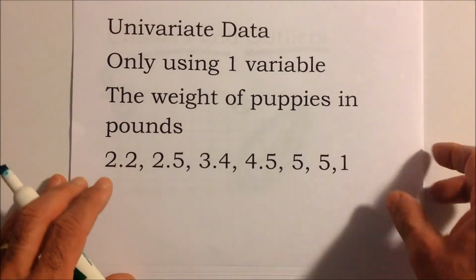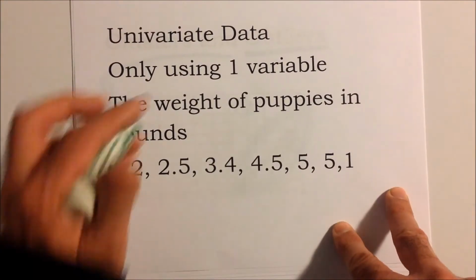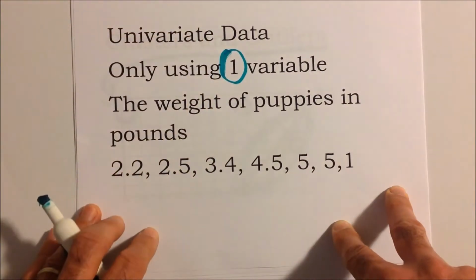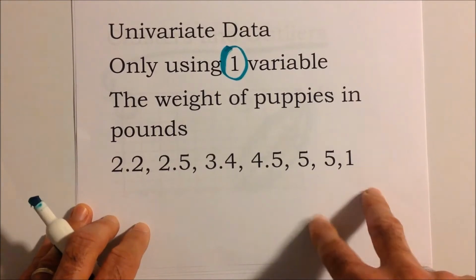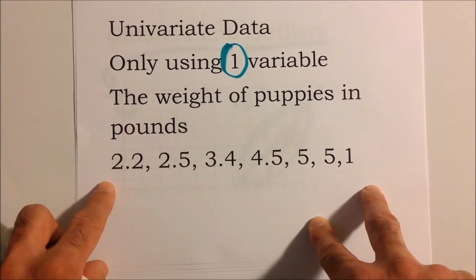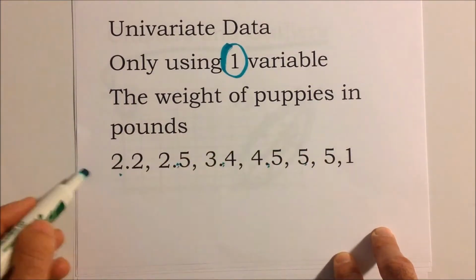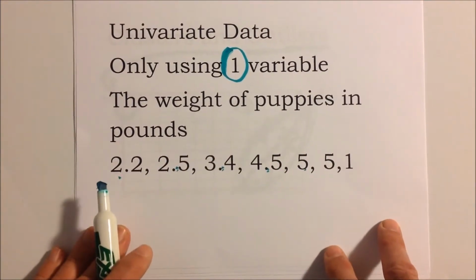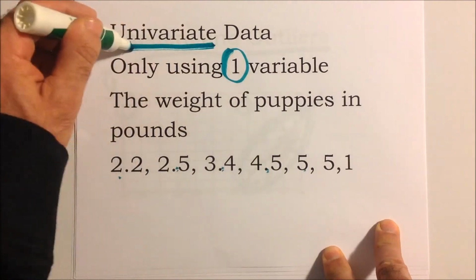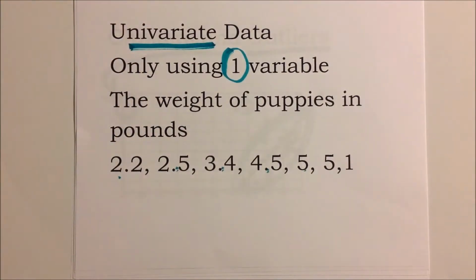Also, univariate data. That's when you only have one variable. For example, you want to know the weight of the puppies. We just have the weight of the puppies. We have nothing else. When you come across something like that, it's univariate. But most of the time, we'll be dealing with bivariate.